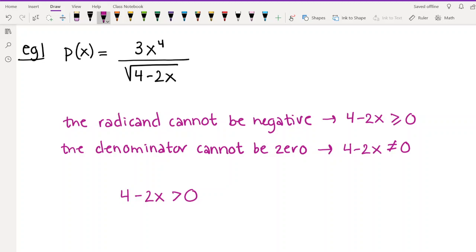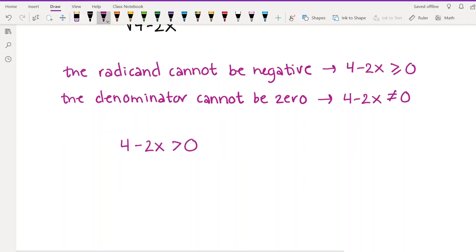So again, why does that work? It makes sure that the denominator is not 0, right? If we don't have an equal sign, that's going to guarantee that the denominator does not equal 0. Furthermore, we need to make sure that this stuff is not negative. And so by saying it's greater than 0, that will also ensure that the radicand is not negative. And so now we can solve this.